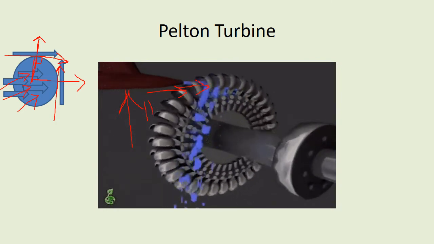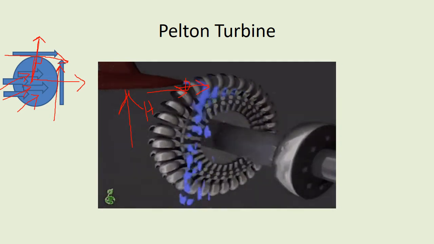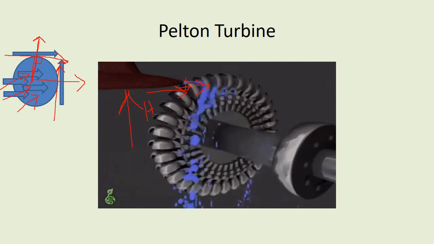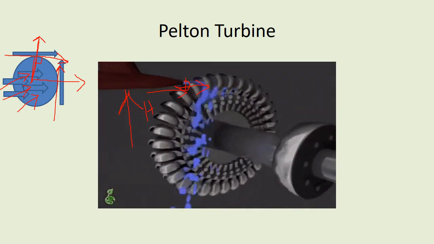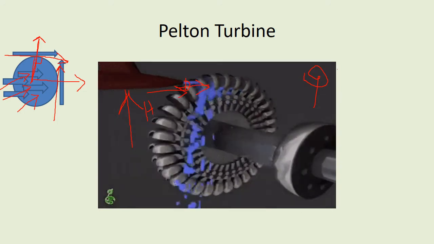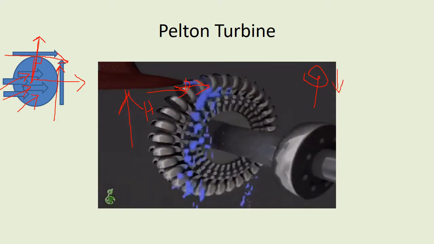But if you see the flow, the amount of water that is coming out of the penstock is very low. So it is suitable for high head but low flow rate. So Q should be low. These are the two. This is your Pelton turbine.